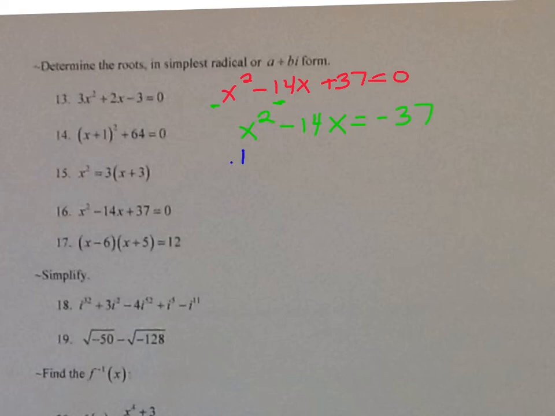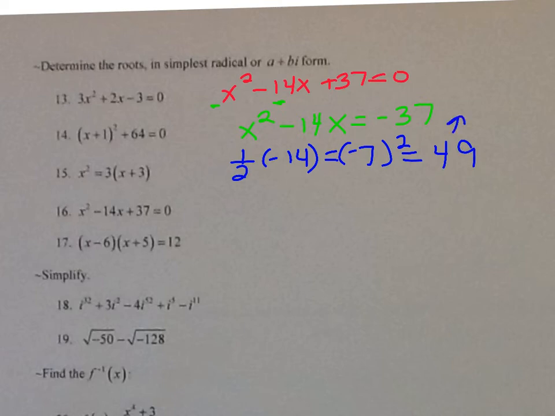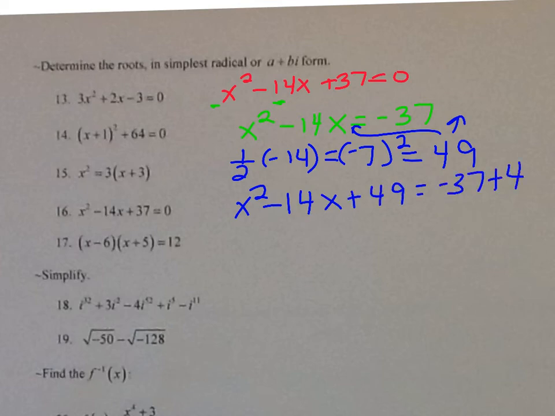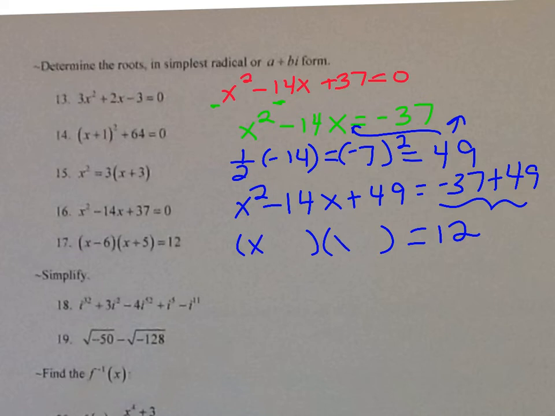So now remember, we do half of negative 14, which is negative 7. Squared is 49. We add that to both sides of the equation. x squared minus 14x plus 49 equals negative 37 plus 49. Add that together, and we get 12. I'm going to factor the left side. Remember, the factors are the same. It's x and x. Remember, what goes inside is always the number we squared, which is minus 7. Another way to write x minus 7 times x minus 7 is x minus 7 squared equals 12.